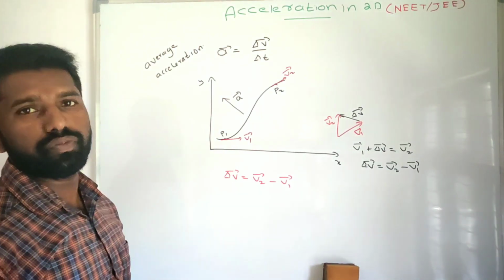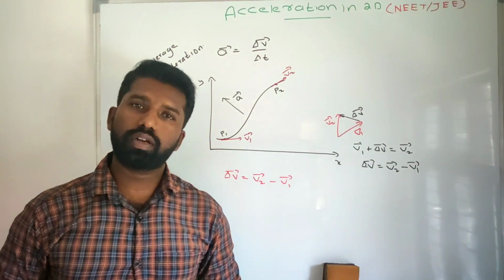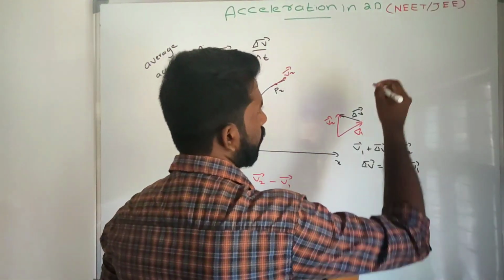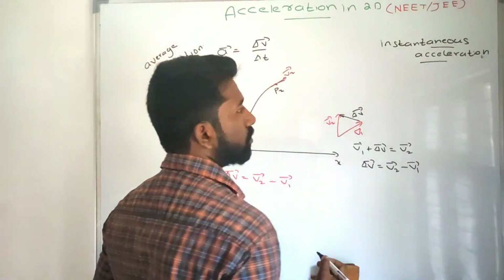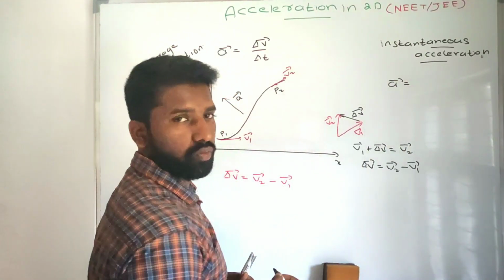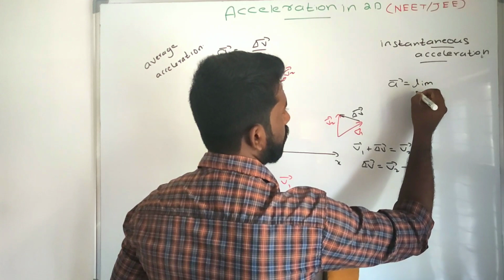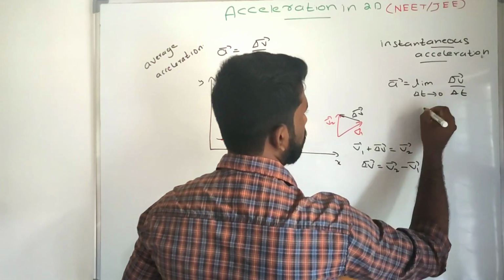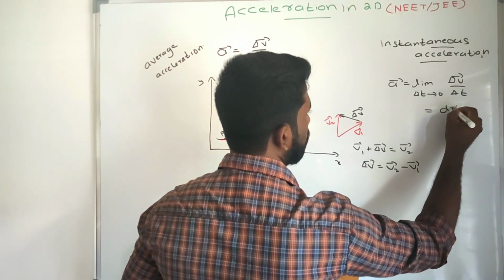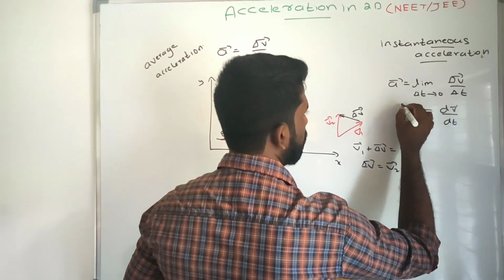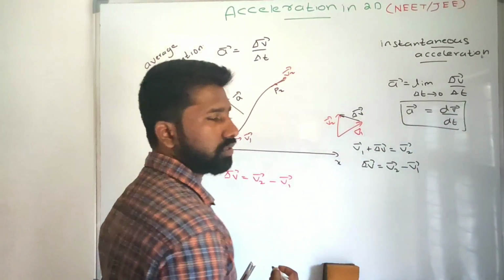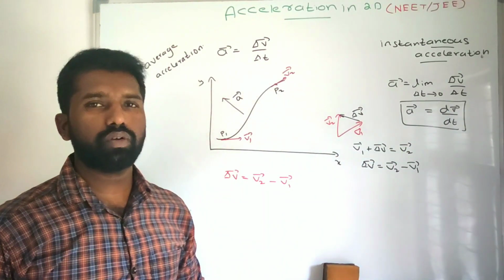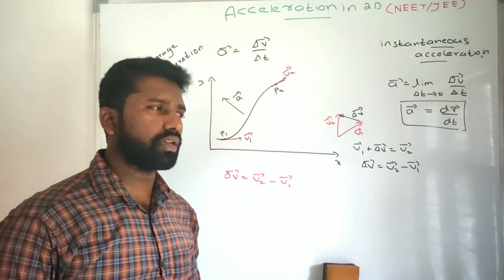If we find out the acceleration at a particular instant, that acceleration we call instantaneous acceleration. Instantaneous acceleration is the acceleration at a particular instant. So that is a limiting case of the average acceleration. So limit as delta t tends to 0, delta v divided by delta t, that is equal to dv divided by dt. Okay, this is the instantaneous acceleration, dv divided by dt. So here the velocity is a function of time. This is the instantaneous acceleration. Okay. Then what about the direction of instantaneous acceleration?